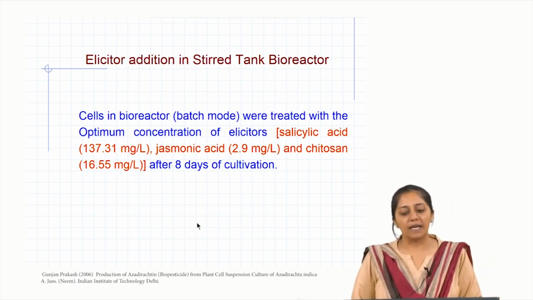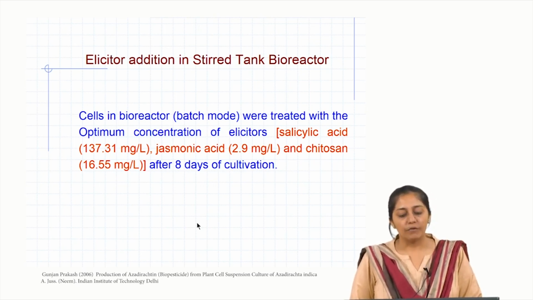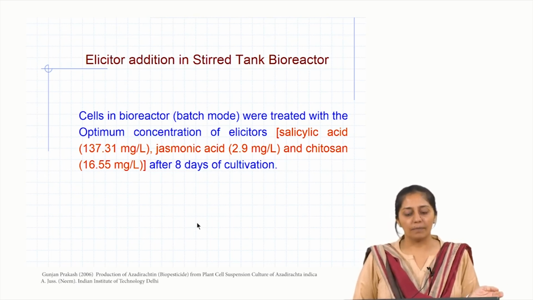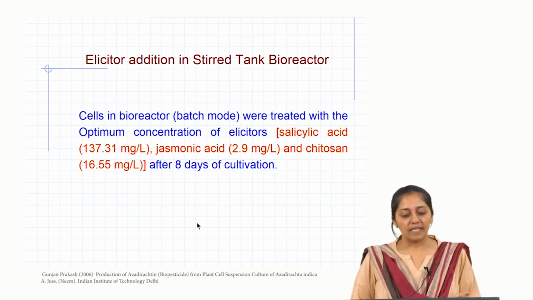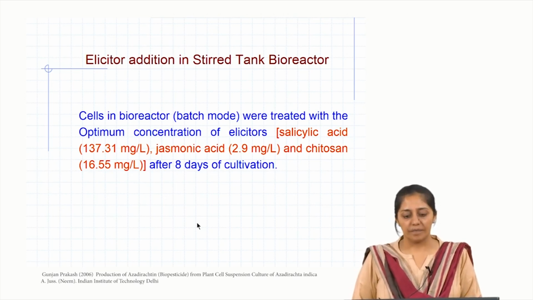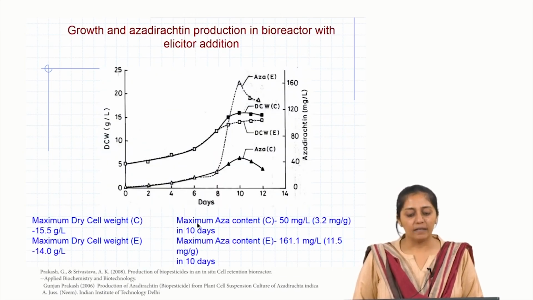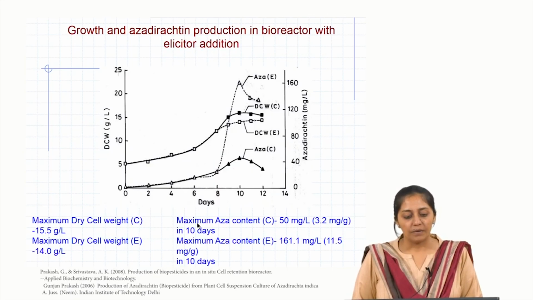So, the cells in bioreactors during the batch mode were treated with optimum concentration of elicitors after 8 days of cultivation. These elicitors were chosen from the previous study of optimization with elicitors. Salicylic acid, jasmonic acid and chitosan were selected at their optimum concentrations based on the design of experiments. Statistical optimization was done, and then these elicitors were added on the 8th day, and growth and azadirachtin production in the reactor was studied.